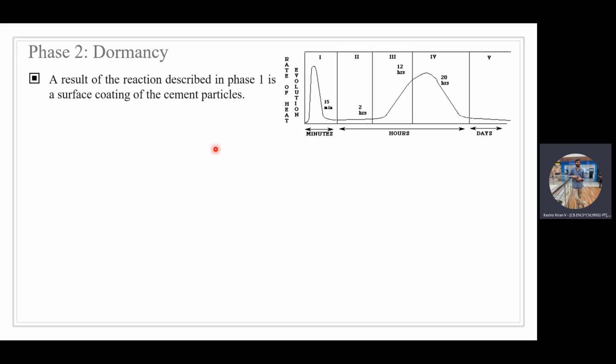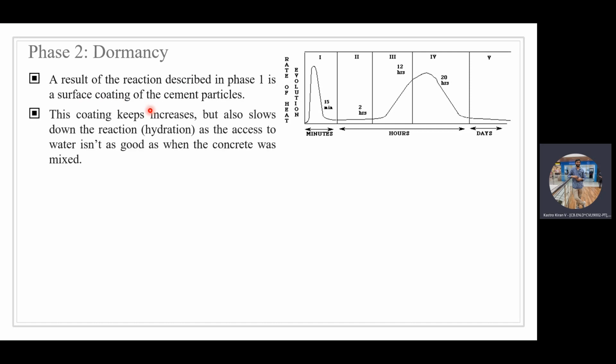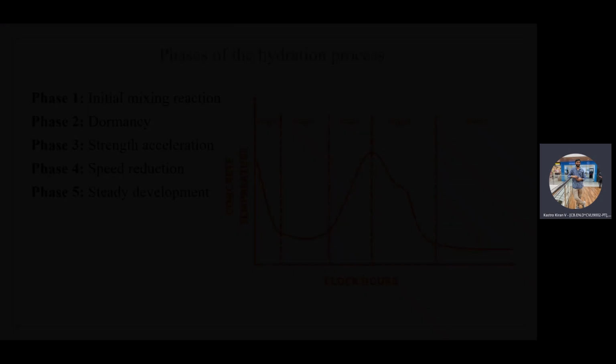So in the dormancy phase, whatever chemical reaction happened in phase 1 because of the C3A compound, all the surface of the cement particles will get coated. And this coating will keep on increasing over a period of time. And in this process, the heat evolution will get reduced. That is what I was showing in this particular figure.